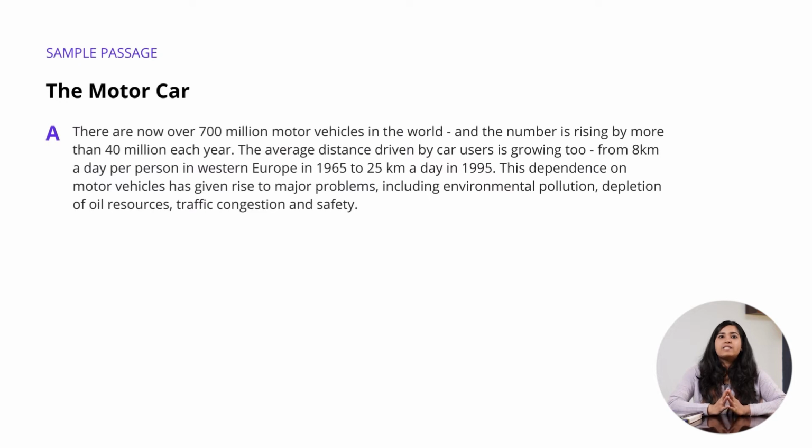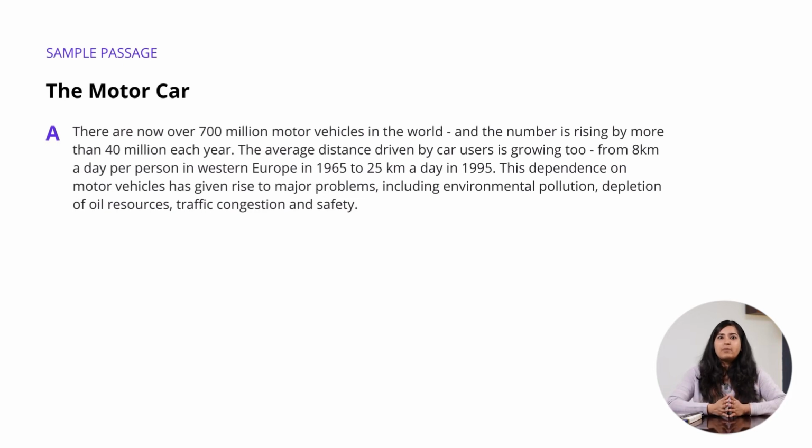There are now over 700 million motor vehicles in the world, and the number is rising by more than 40 million each year. The average distance driven by car users is growing too, from 8 kilometers a day per person in Western Europe in 1965 to 25 kilometers a day in 1995. This dependence on motor vehicles has given rise to major problems, including environmental pollution, depletion of oil resources, traffic congestion, and safety.